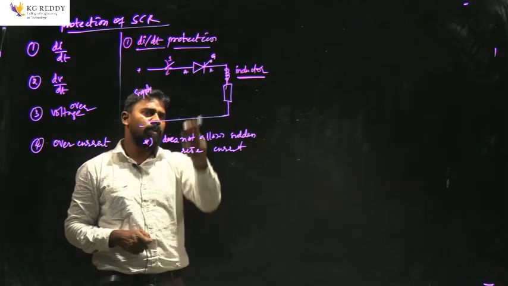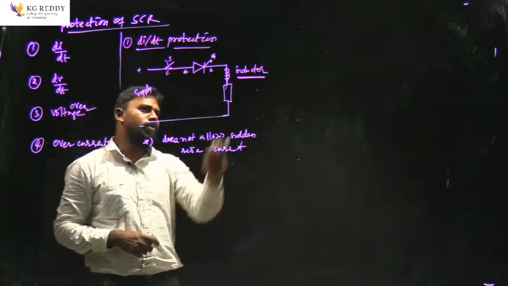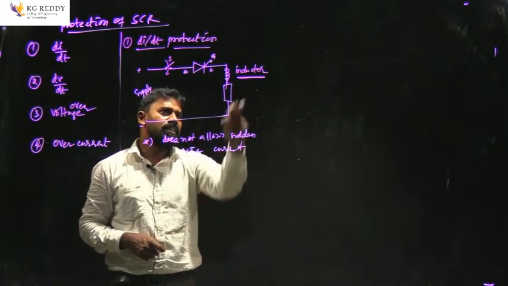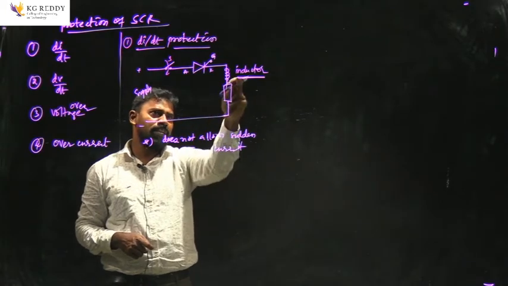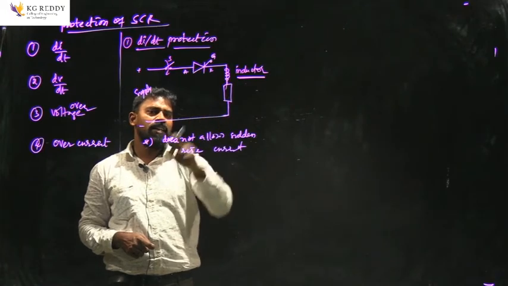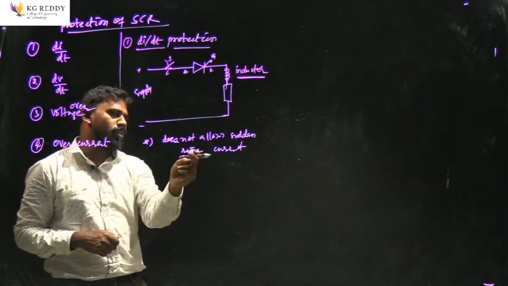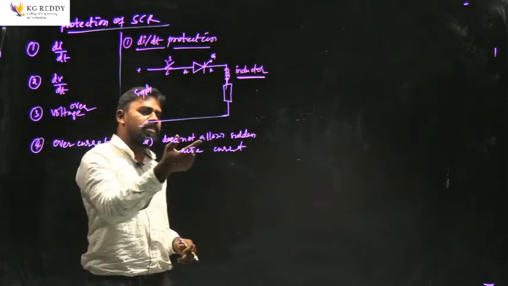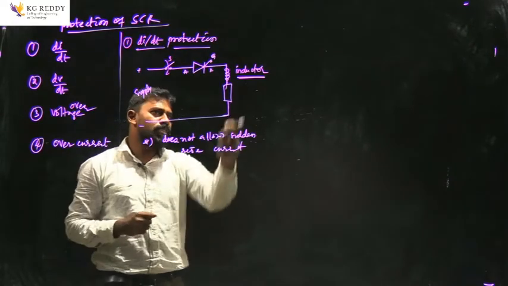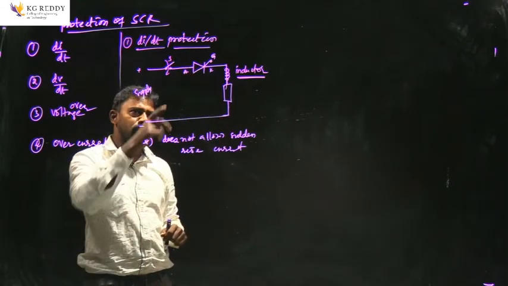So to protect the SCR from this di/dt, we connect a series inductor. Here I am connecting one series inductor in the circuit. According to the property of the inductor, it does not allow a sudden rise of current. Since the series inductor does not allow the sudden rise of current, it provides protection to the SCR.